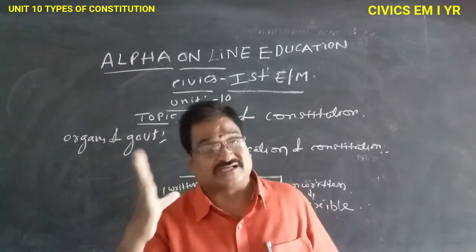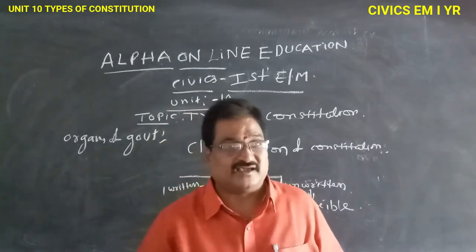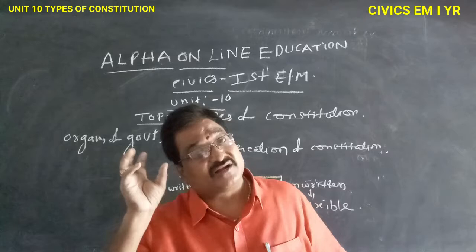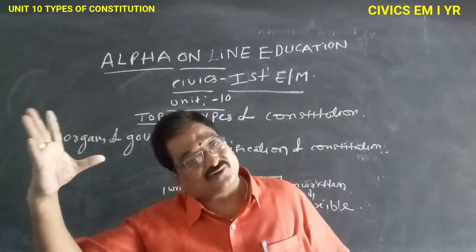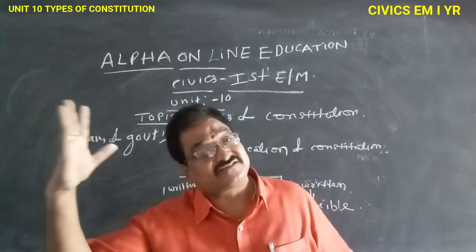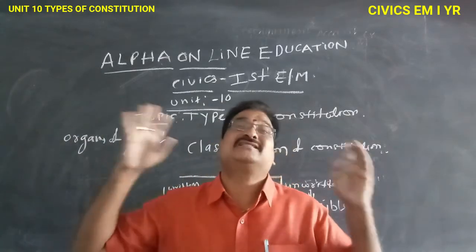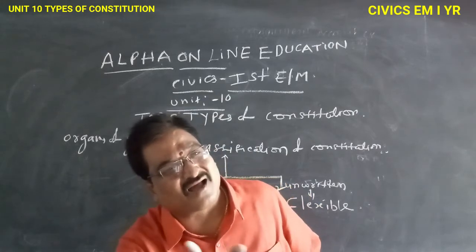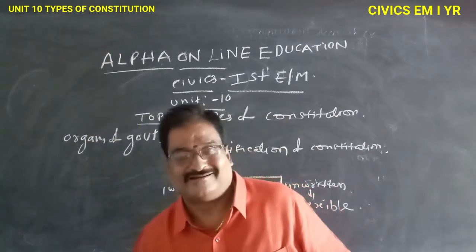There are 22 parts, for example part 1, part 2, part 3, part 4. Part 3 explains the fundamental rights. Part 4 explains the directive principles of state policy. So it is a properly written Constitution. All matters are neatly written in our Constitution.